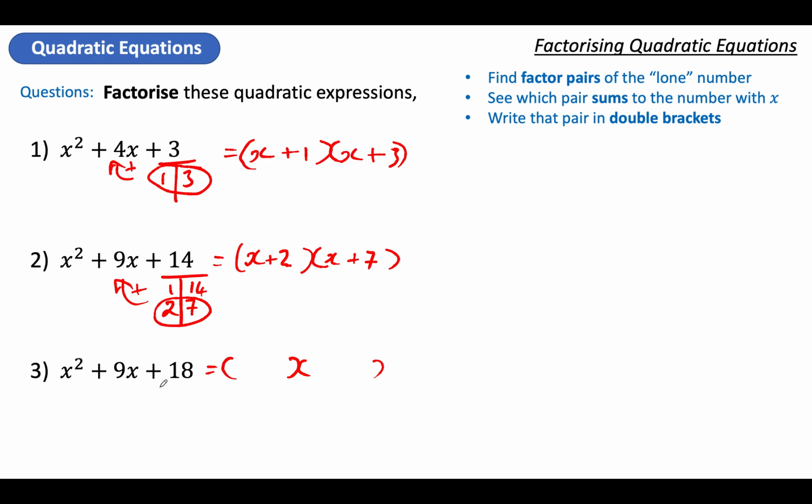That's how it works. And factor pairs for 18. Well, 1 times 18 is 18. 2 times 9 is 18. And 3 times 6 is 18. Now, which pair adds together to make 9? 1 and 18 makes 19. 2 and 9 makes 11. And 3 and 6 is the one I want. That is the one that adds together to make 9. So I put them in a bracket. Let's put x's in there, and then these are both positive, the 3 and the 6. So they're both positive in the bracket as well. x plus 3 and x plus 6.